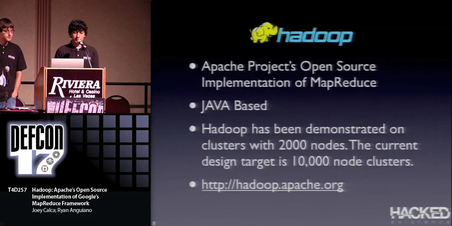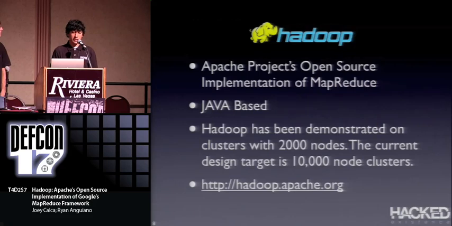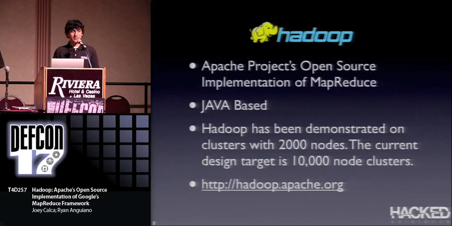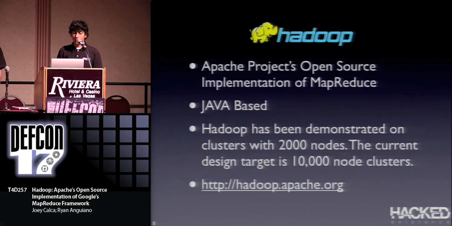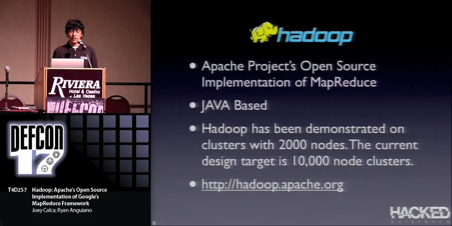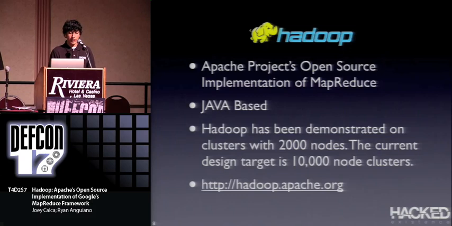Now here's Hadoop. Hadoop is the Apache project's open source implementation of MapReduce. It's Java-based, and right now it's not that stable. The latest version is 0.20. Our cloud that we compute on is running 0.19. Right now it's been demonstrated on a cluster with 2,000 nodes, but for production, they're aiming for a target of 10,000 node clusters. And if you want to find more information about that, you can check out the website right there.